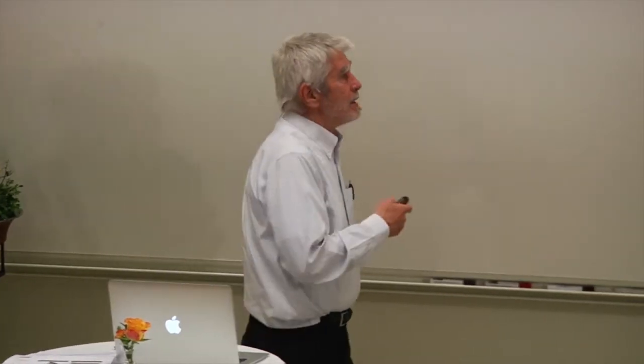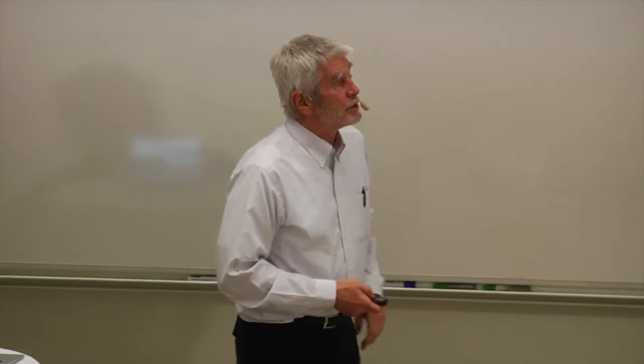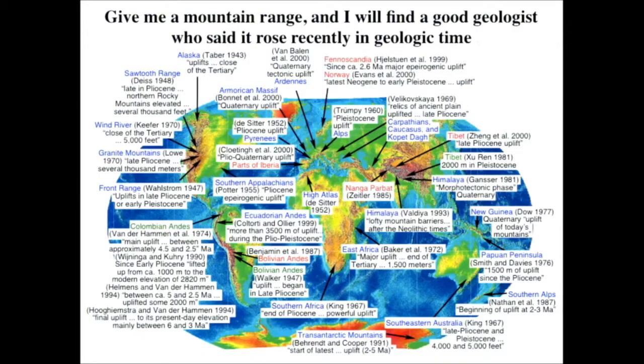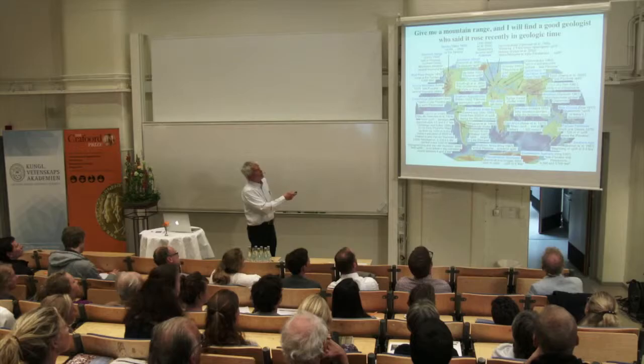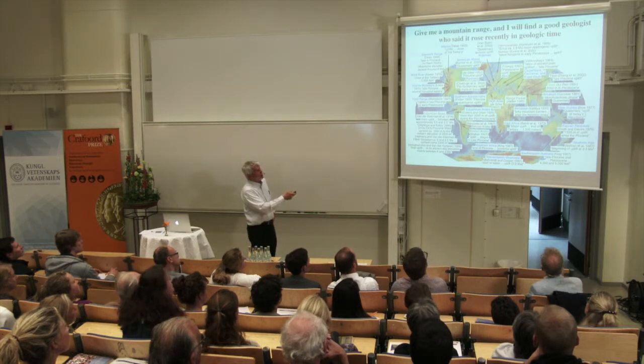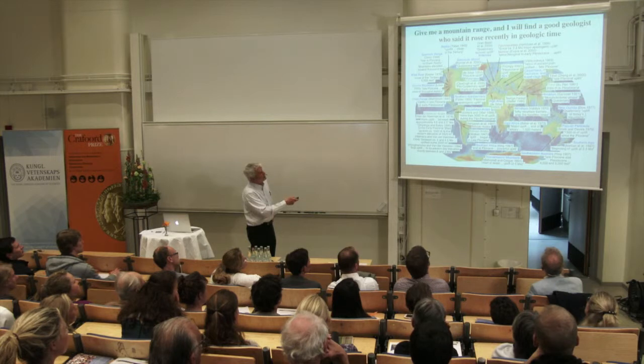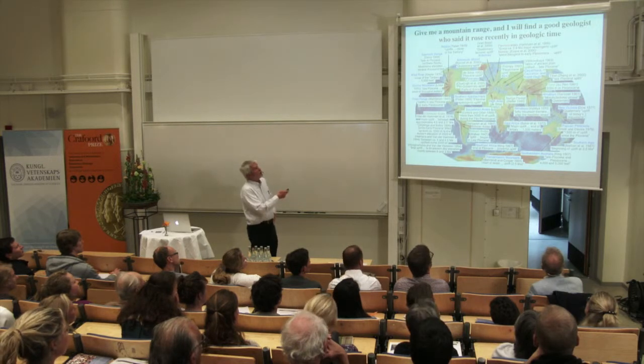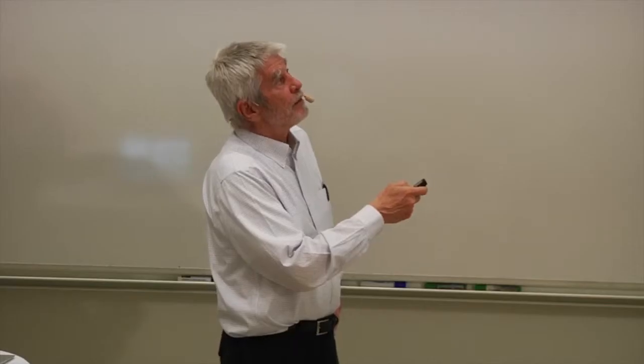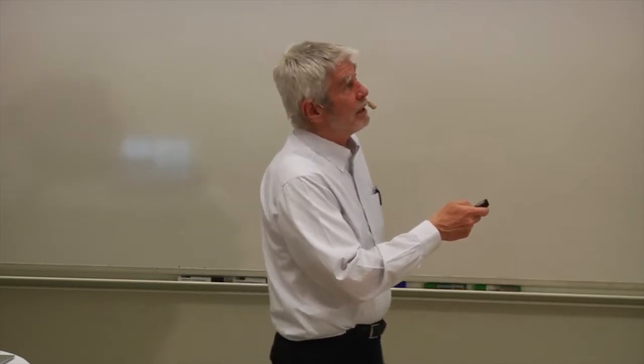Well, 25 years ago, as I was working on mountain ranges, I compiled something that looks like this. You can't digest this, but if you give me a mountain range in the world, someplace in the Rockies, the Andes, the Alps, any place, Scandinavia, mountain ranges, I will find you a good geologist, and many of these, Augusto Gansser, the expert on the Himalaya, where is he? There he is. I'll find you a good geologist who will claim that the mountain range rose recently in geologic time.